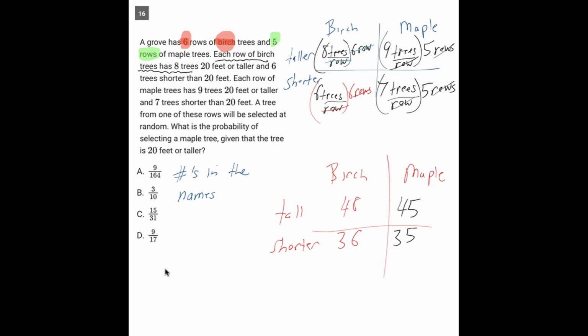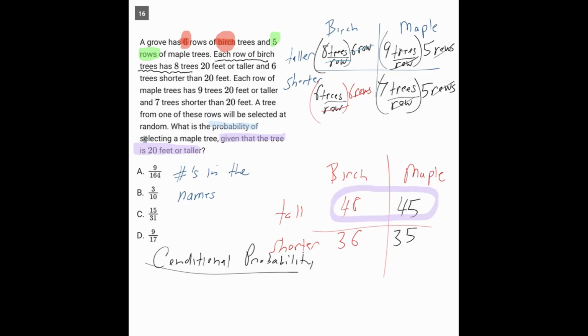So now we have to deal with the idea of conditional probability. Conditional probability is a really easy idea that a lot of people get wrong. It's the idea that you're only using part of the fraction. So here, in this question, we're told given that the tree is 20 feet or taller, given that we're dealing with a taller tree. So in other words, we're only looking at this part of the data.